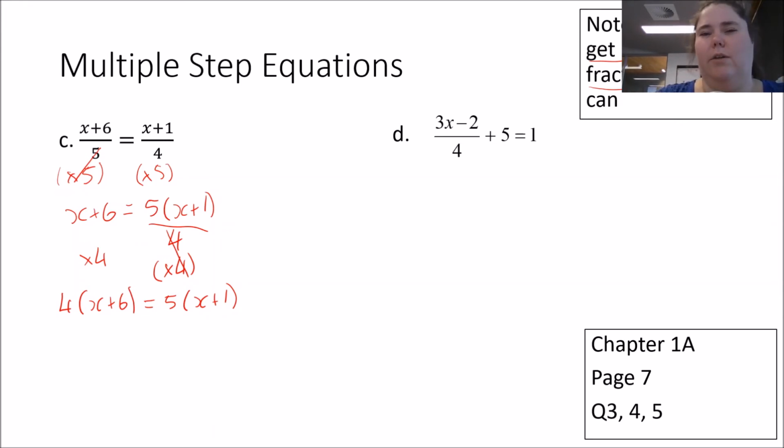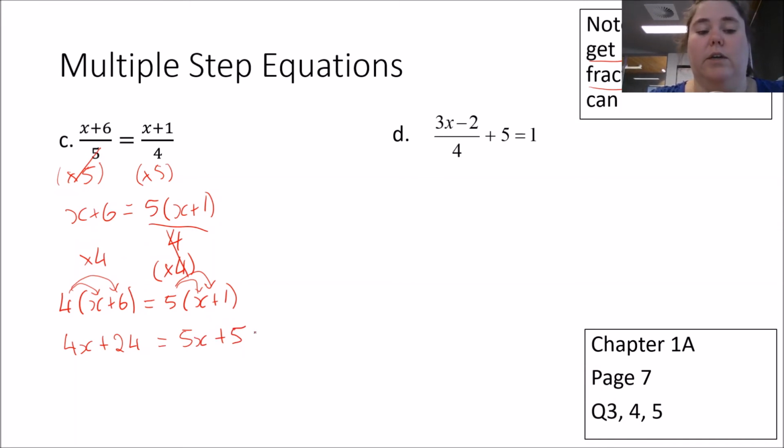Okay, for this one I am going to suggest expanding the brackets first because otherwise you're going to end up with those nasty fractions again. So remember, you times 4 by both things in the bracket, times 5 by both things in the bracket. So we get 4x plus 24 equals 5x plus 5.